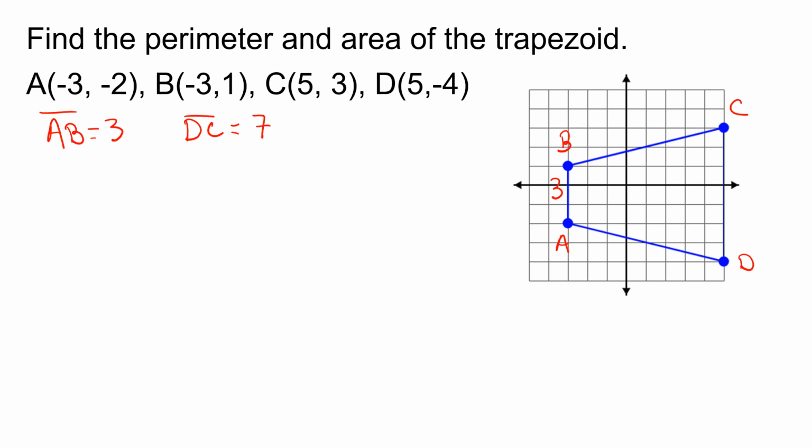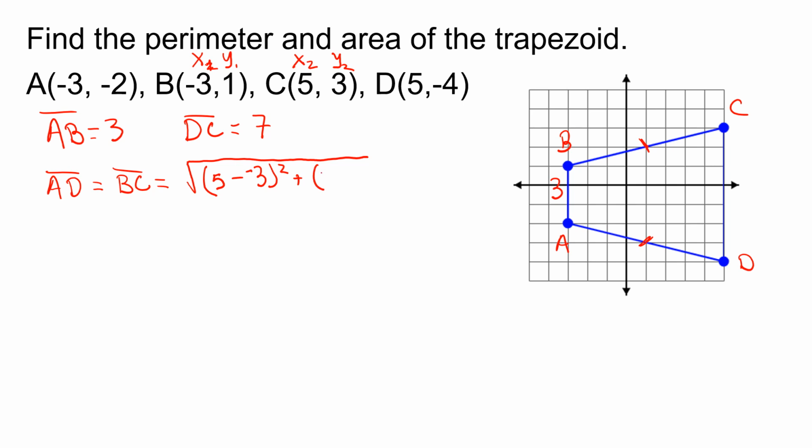And this is an isosceles trapezoid, meaning the legs are congruent. So AD is congruent to BC, meaning I can do the distance formula between B and C. Whoops, that's x1, y1, x2, y2. So I'm going to do x2, 5, minus x1, -3 squared, plus y2, which is 3, minus y1, which is 1 squared. Follow order of operations.